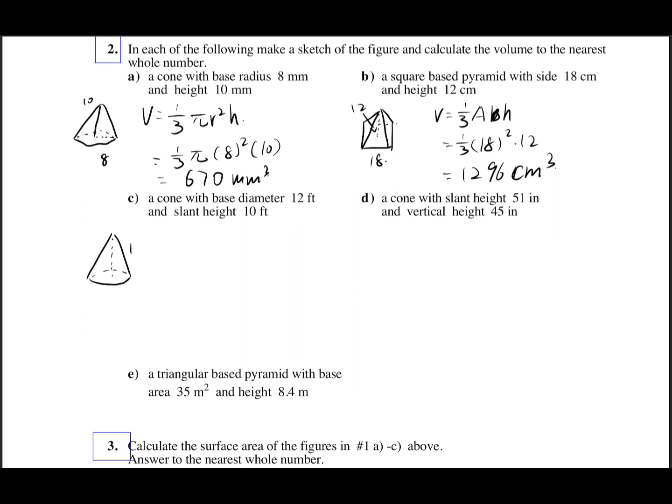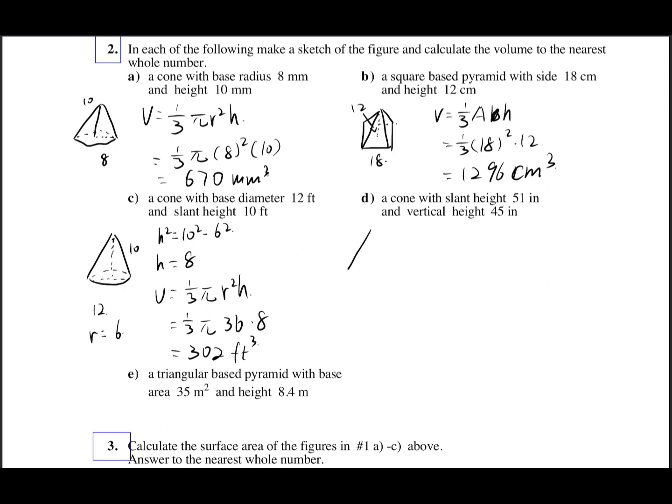And the slant height is 10, and the diameter is 12, so the radius is 6. And then we need to find the height here, so the height square equals 10 square minus 6 square, height equals 8. And then the volume equals 1/3 pi r square h, which is 1/3 pi 36 times 8 equals 3.